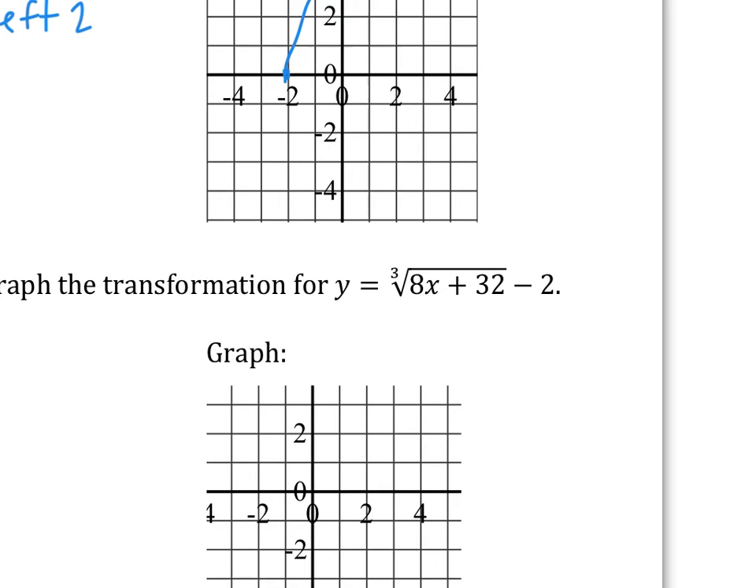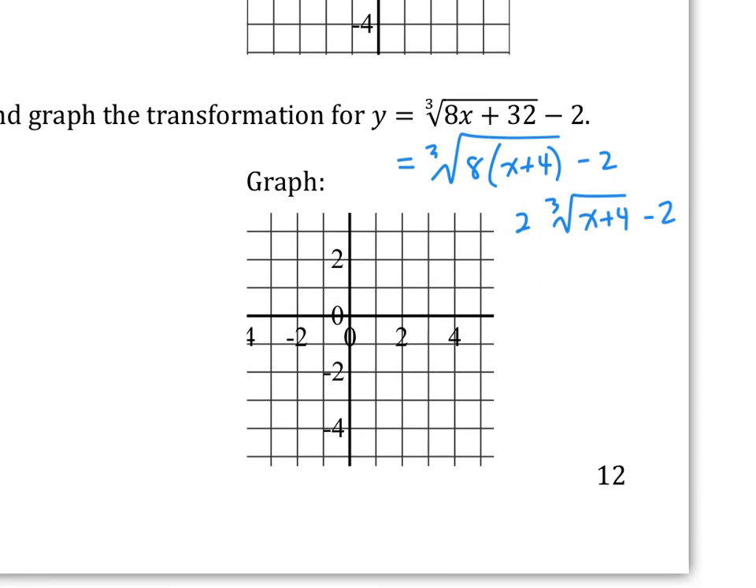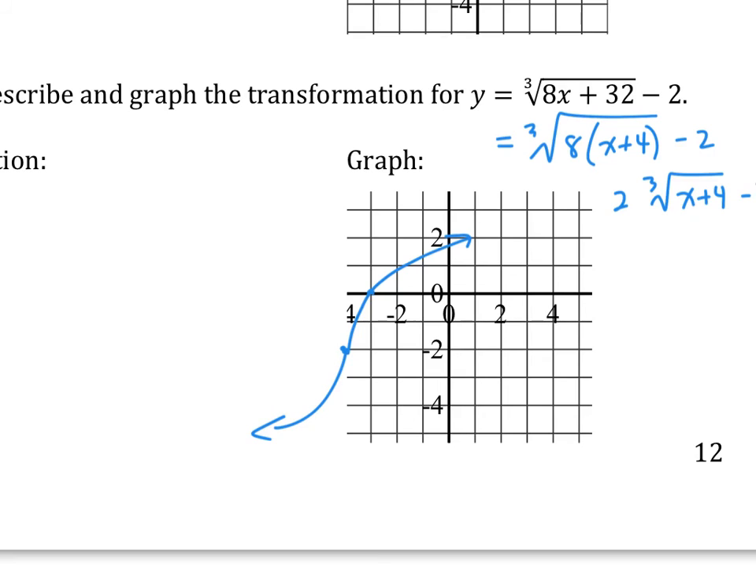Okay, so this one, what you want to do is change it. So take out the 8, so it's x plus 4 minus 2, so it ends up being 2 cube root x plus 4 minus 2. All right, that means left 4, down 2, stretch 2. Something like that. Left 4, stretch 2, down 2.